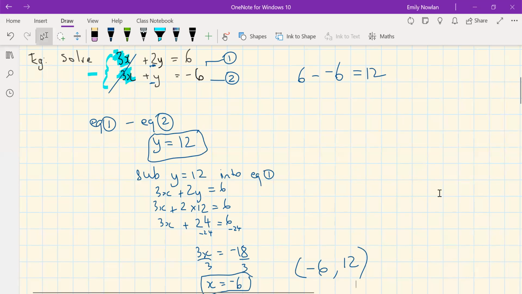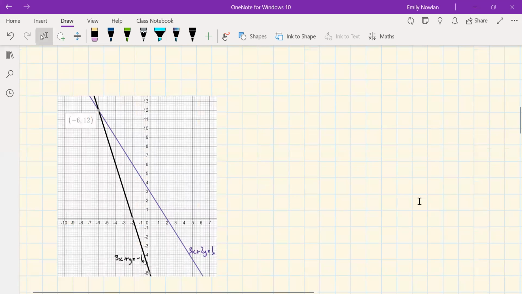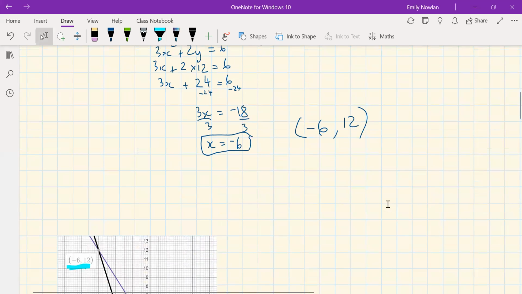If you remember back to when we were graphing these, if I graph those two equations, this is where they should cross. And as you can see, I've prepared one earlier. I've graphed the two equations and here they are. They are crossing at minus 6, 12, just like we got here in the answer. That's good.